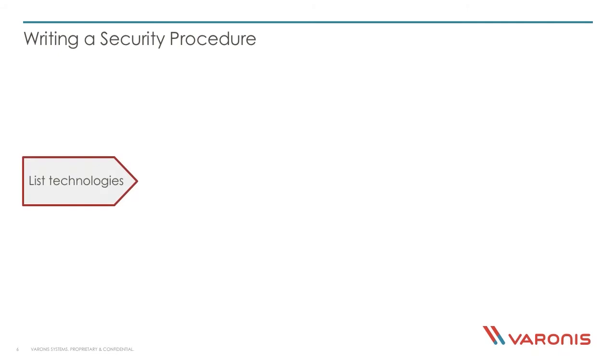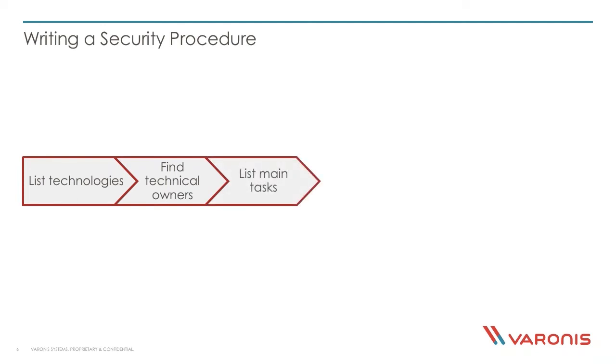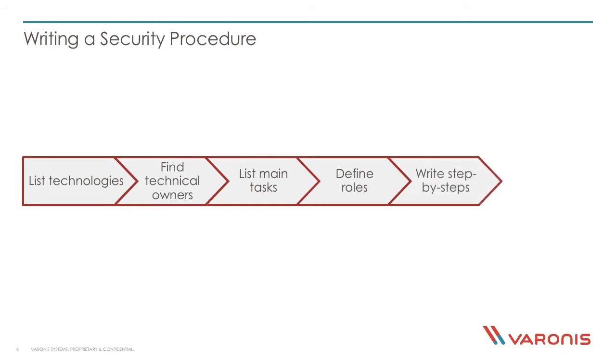First, you should list the main technologies. For example, your firewalls, DLP solutions, antivirus, and so on. Then, you need to figure out who are the technical owners of each technology. Then, you can interview the technical owner and the security team to list the main tasks related to the specific technology. Then, once you have that, you can write down the roles and responsibilities and write the step by step. With that done, you can finalize the document by rehearsing the procedure and improving what you wrote. So let's take a look in more detail at each step.